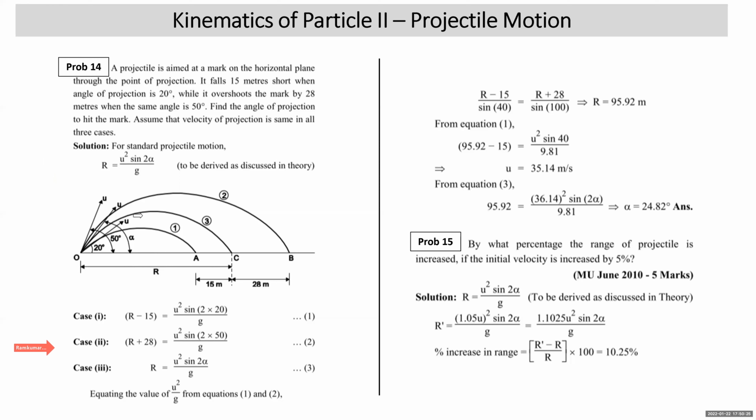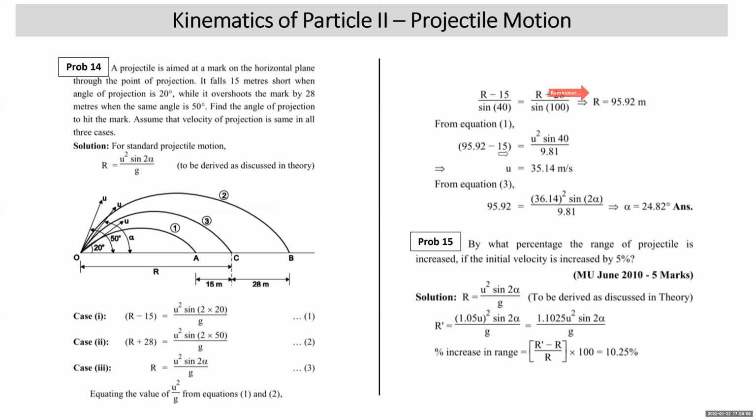And in the case 3, where it is thrown at angle alpha so that it hits the target at C, r is equal to u square sine 2 alpha upon g. Now, from equation number 1 and 2, u square upon g, you can write it and equate. So in the first case, u square upon g is equal to r minus 15 upon sine 40. In the second case, u square upon g is equal to r plus 28 upon sine 100. So two values of u square upon g have been equated. Once we equate the two values, you will get the value of r.